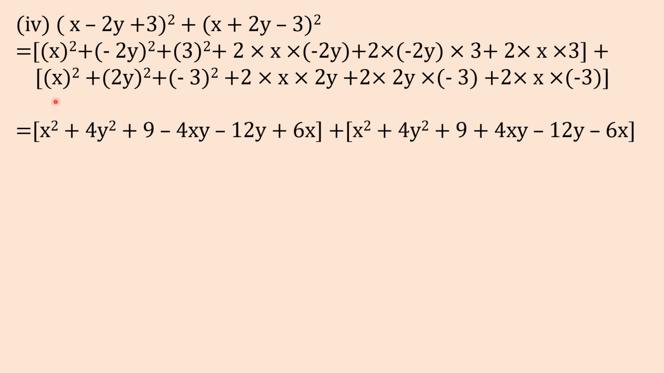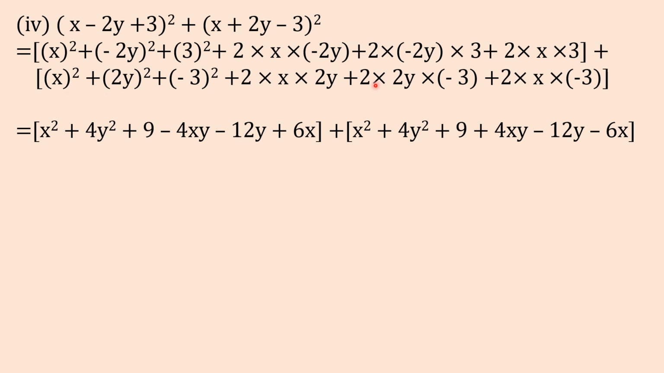So x square, plus minus 2y the whole square will become 4y square, plus 9, minus 2 into minus 2 will become minus 4, x into y, xy. Then plus 2 into minus 2y into 3 will become plus into minus, minus sign, 2 2s are 4, 4 3s are 12, 12y. So minus 12y. Now this part, 2 into x into 3, so 6x. So this part you solve. Put a plus sign at the center.